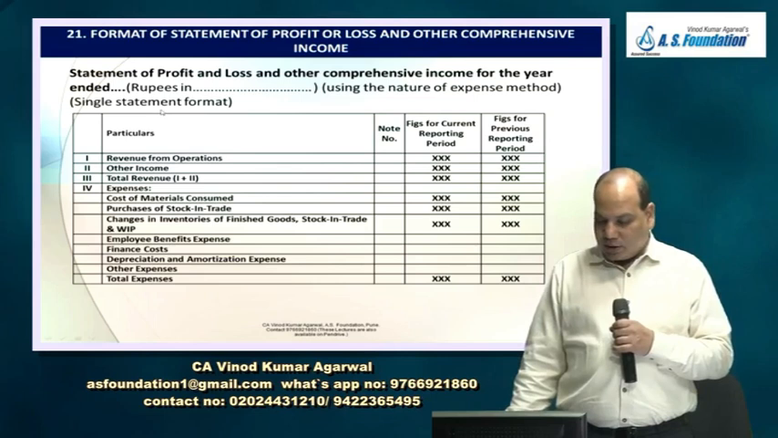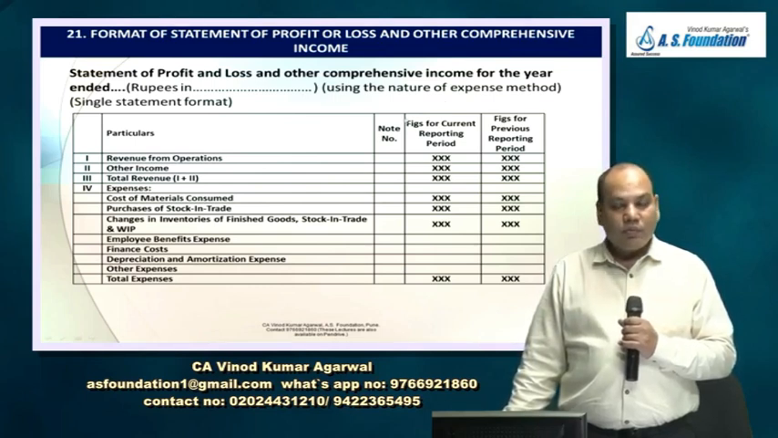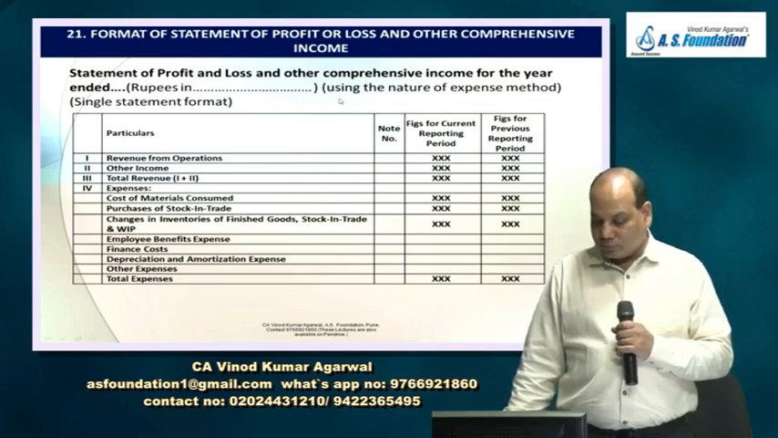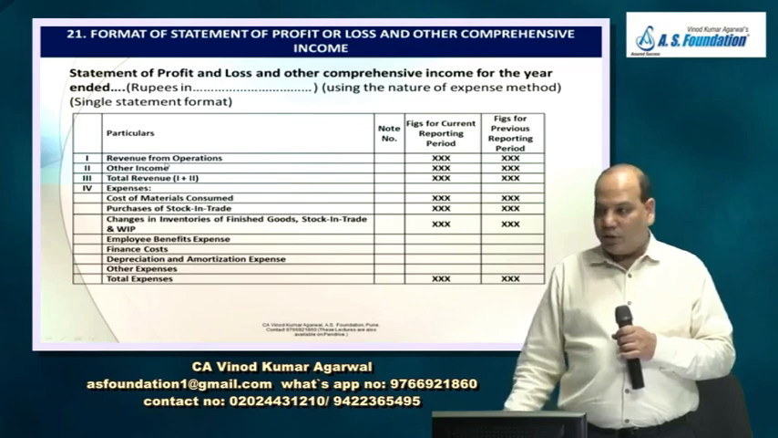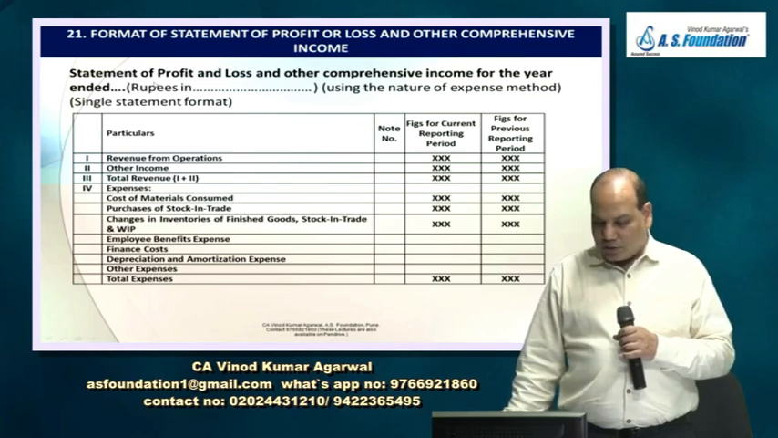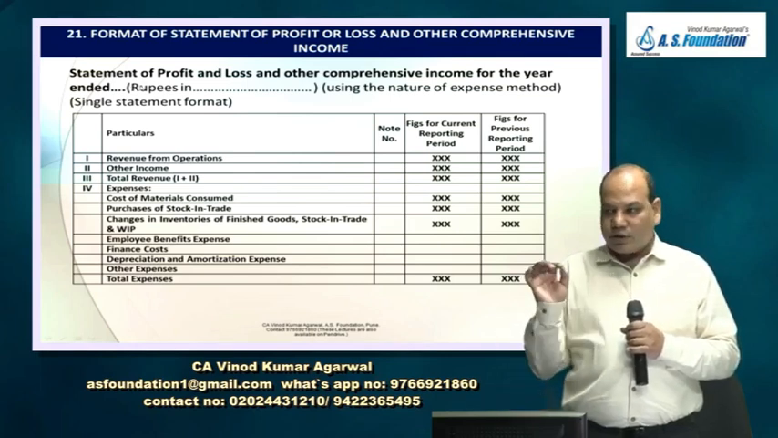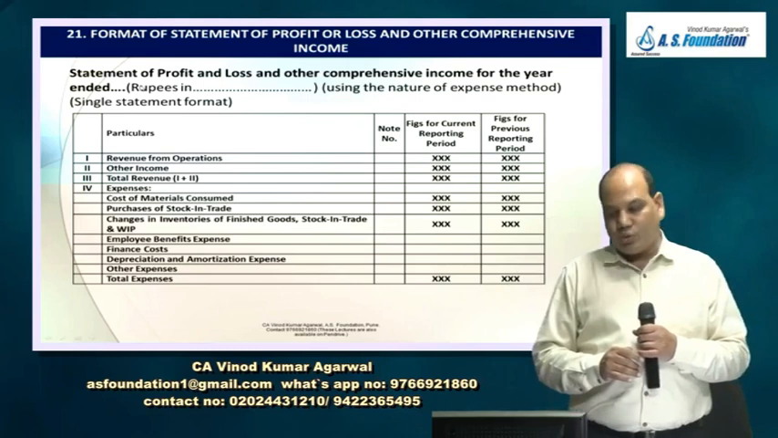Secondly, this format is based on the nature of expense method. See on the screen here, in your notes also I have written nature of expense method, not on the basis of function of expense. This is quite detailed, but still quite simple, I will say, because many more items could have been incorporated in this format, which has not been done. So what is the normal way of presentation? Single statement. This is the single statement format. In one statement, you have profit or loss also and OCI also.